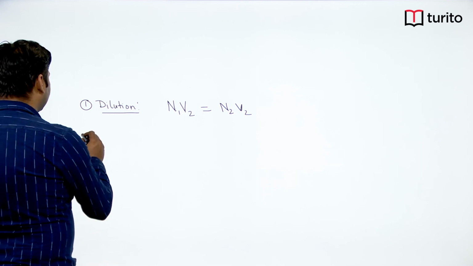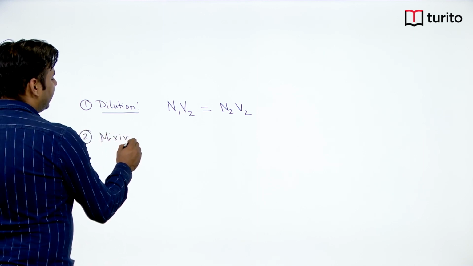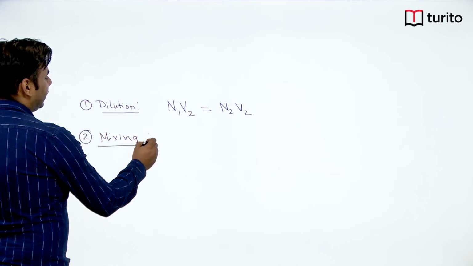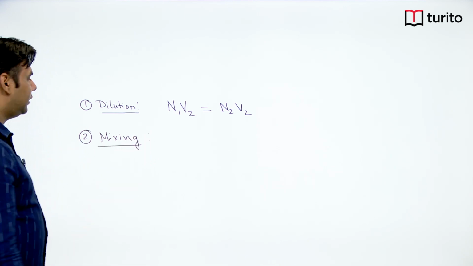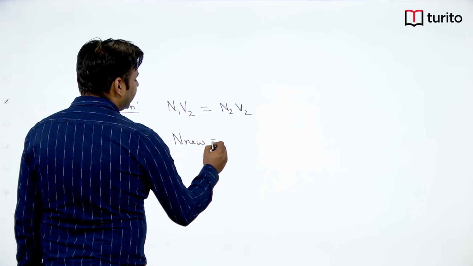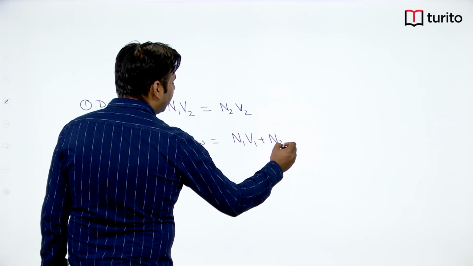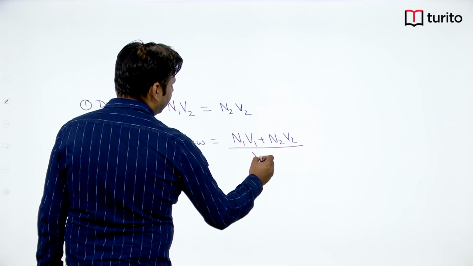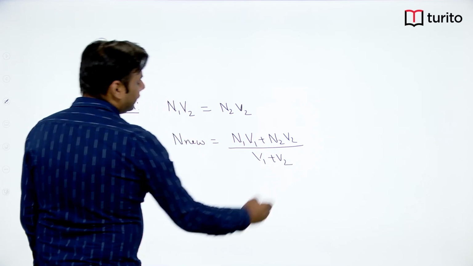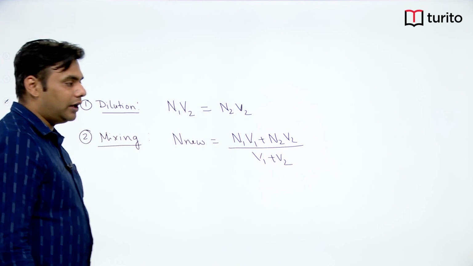So if we are mixing two same solutions, just ensure that you are mixing two same solutions. Then we'll say that the normality of the new solution is N1V1 plus N2V2 upon V1 plus V2. In the similar way, we did the new molarity after mixing of two same substances. Okay.